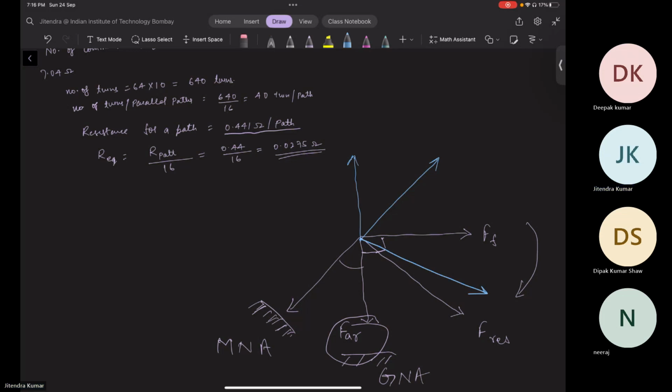And see, if brush shift is not mentioned, then you can identify that if it is a generator, then the shift will be in the direction of the rotation, and if it is a motor, then the shift will occur in the opposite direction of the rotation. So you can solve that problem appropriately. And it is not necessary to mention it in the question.